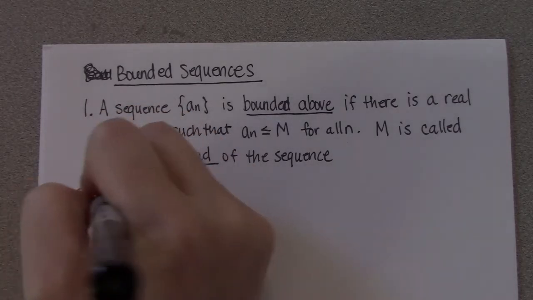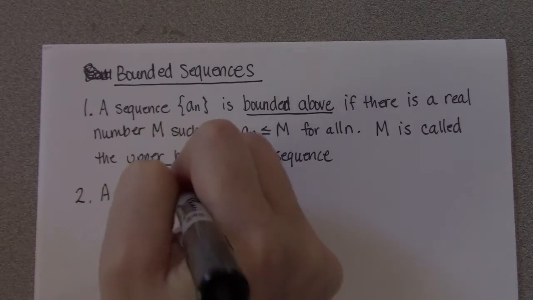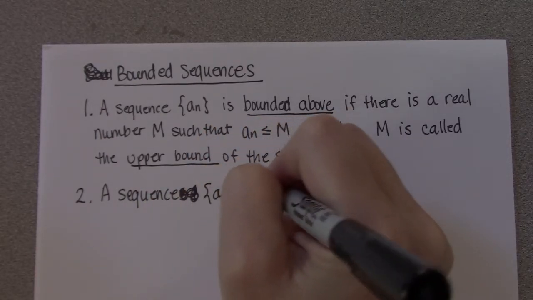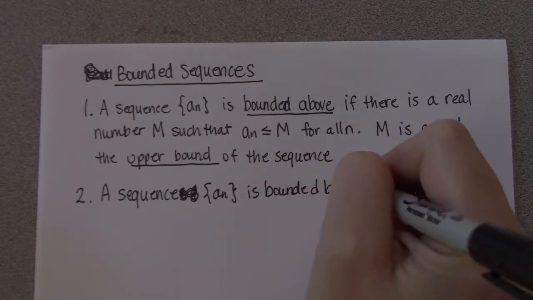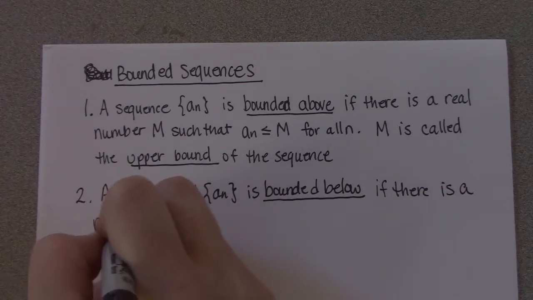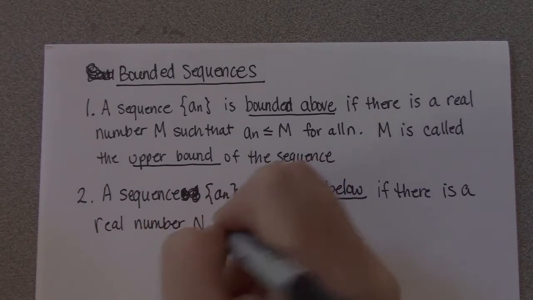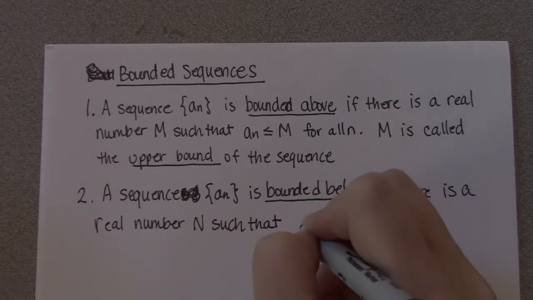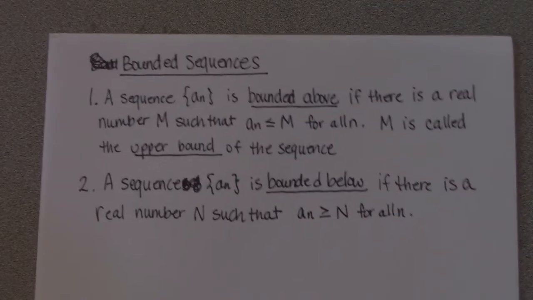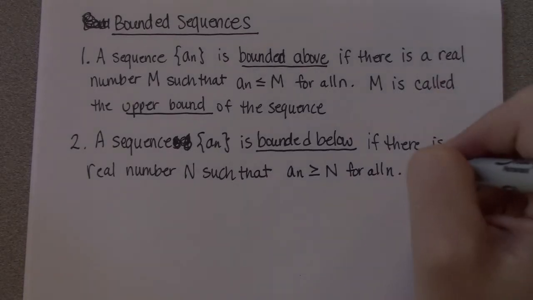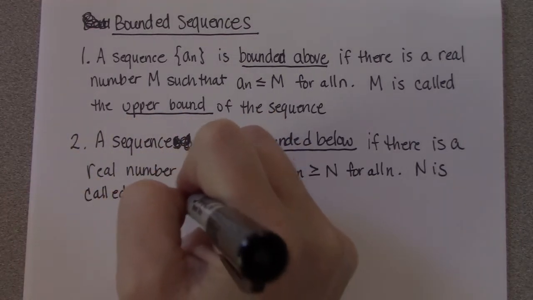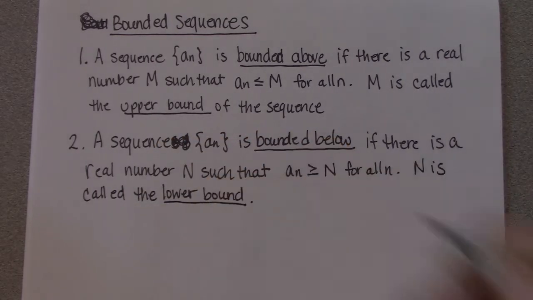A sequence is bounded below if there is a real number, we'll call it capital N, such that a sub n is greater than or equal to N for all n. And N would be the lower bound.